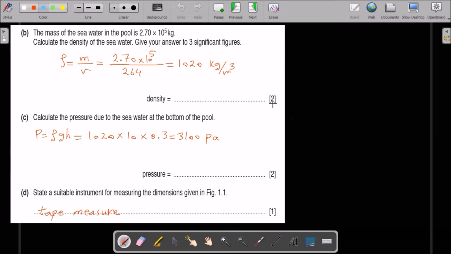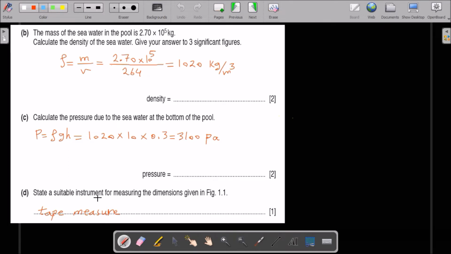Part C. Calculate the pressure due to seawater at the bottom of the pool. So pressure is equal to density times g times h. Density is given, rho is 1020, g is nearly 10 and depth is 0.3. So you will get 3100 Pascal.